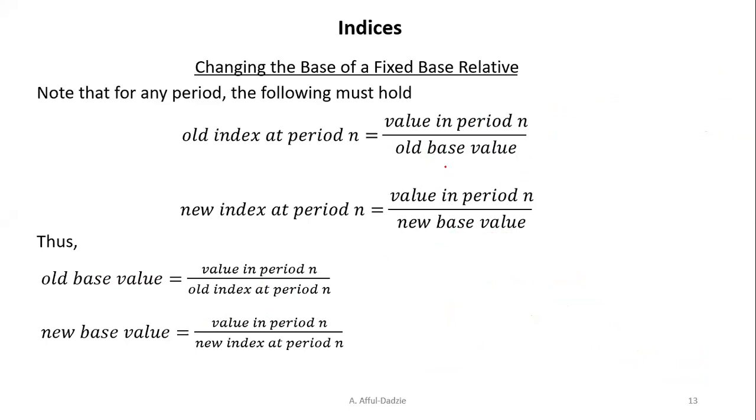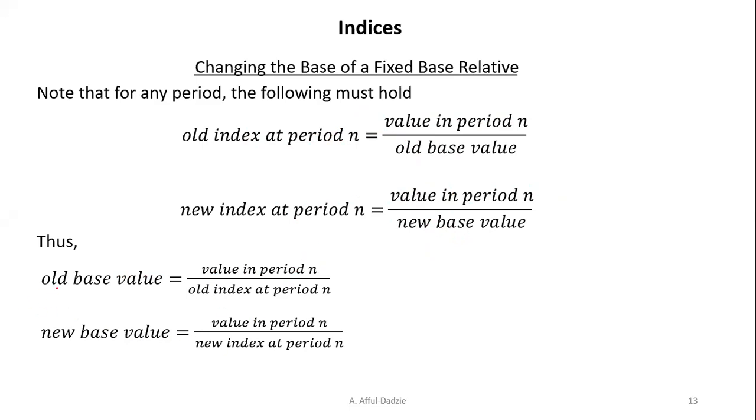So here, let's make the base values the subject, because that is the only thing that is common. For the periods, they are different, so the indices at those periods are also different. So we just take the base values. If we make the base values the subject, then we can have the value in a certain period over the old index, if it's the old index we want to use, and the value in the current period if we are using the new index. So we can have value for this and that.